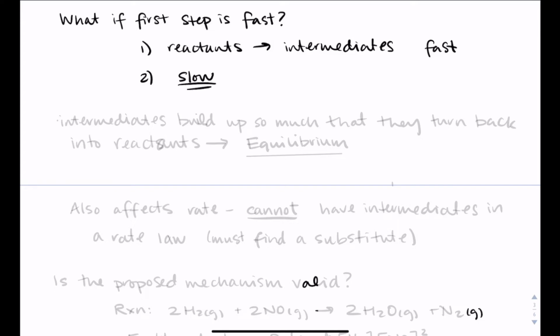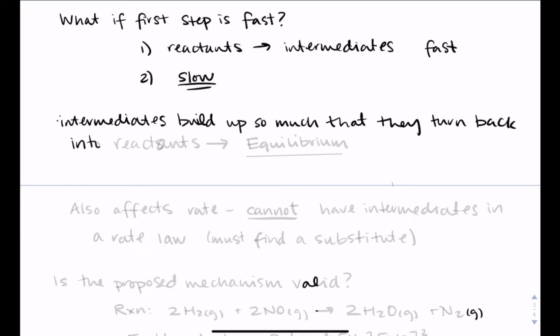When this is the case, that first reaction will continue to go fast, but the intermediates that are formed don't go through step 2 quickly. So step 2 is going slowly, so the concentration will build up so much so that they turn back into reactants. So anytime you have a slow step that's later in a mechanism, every step before it will be in equilibrium.